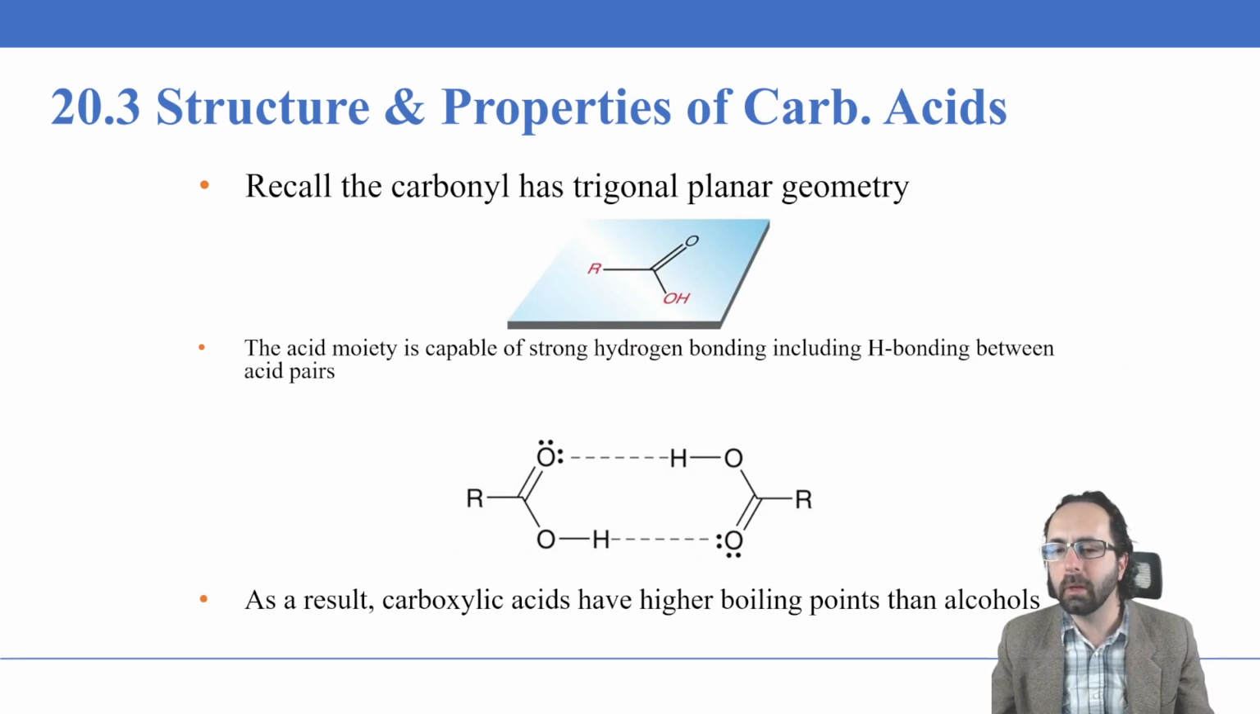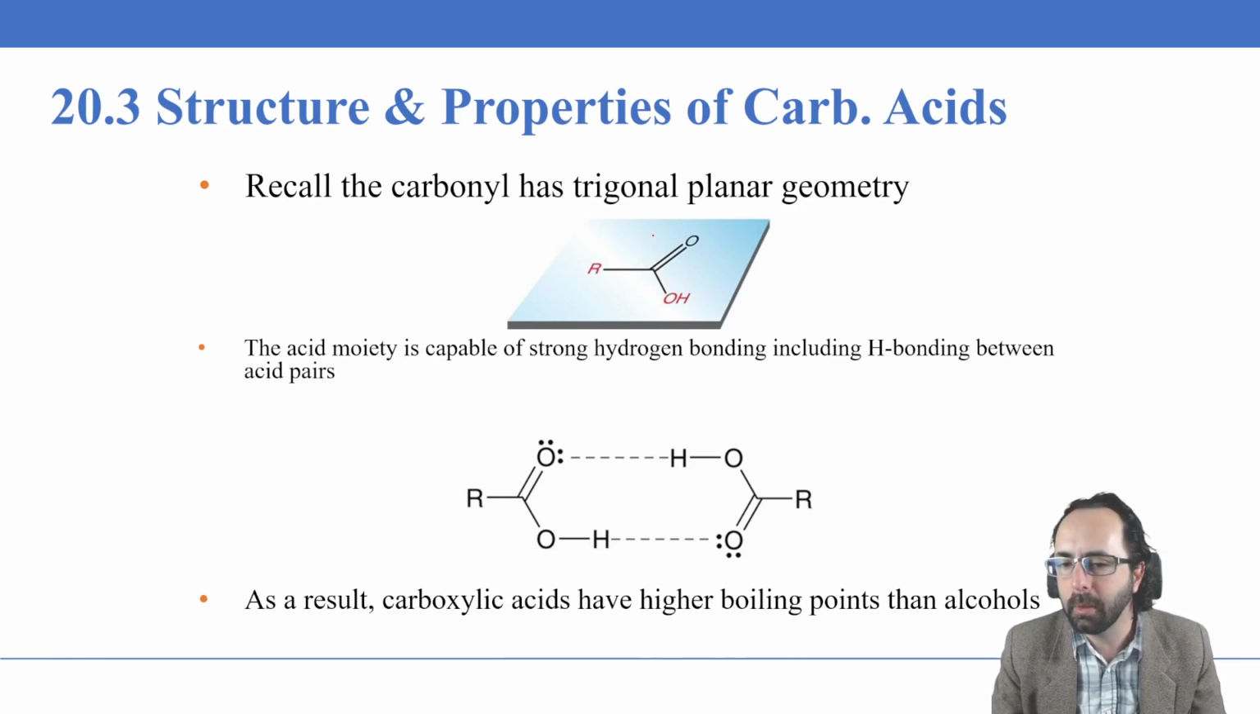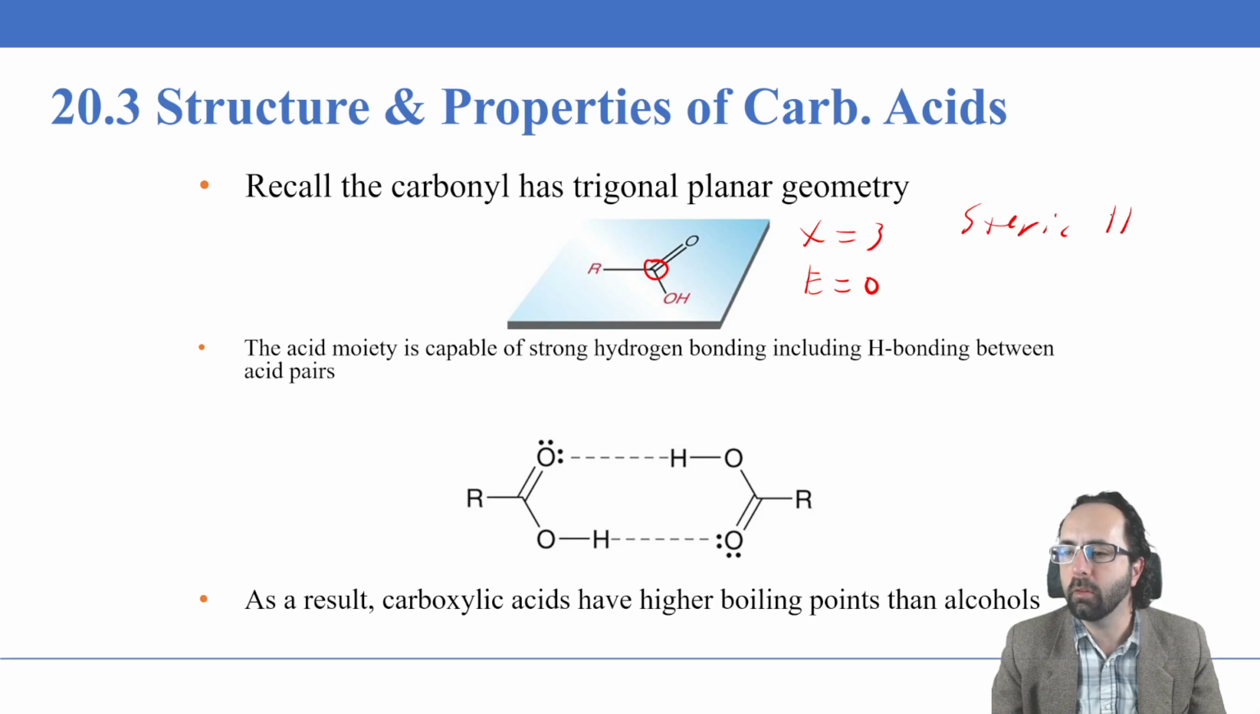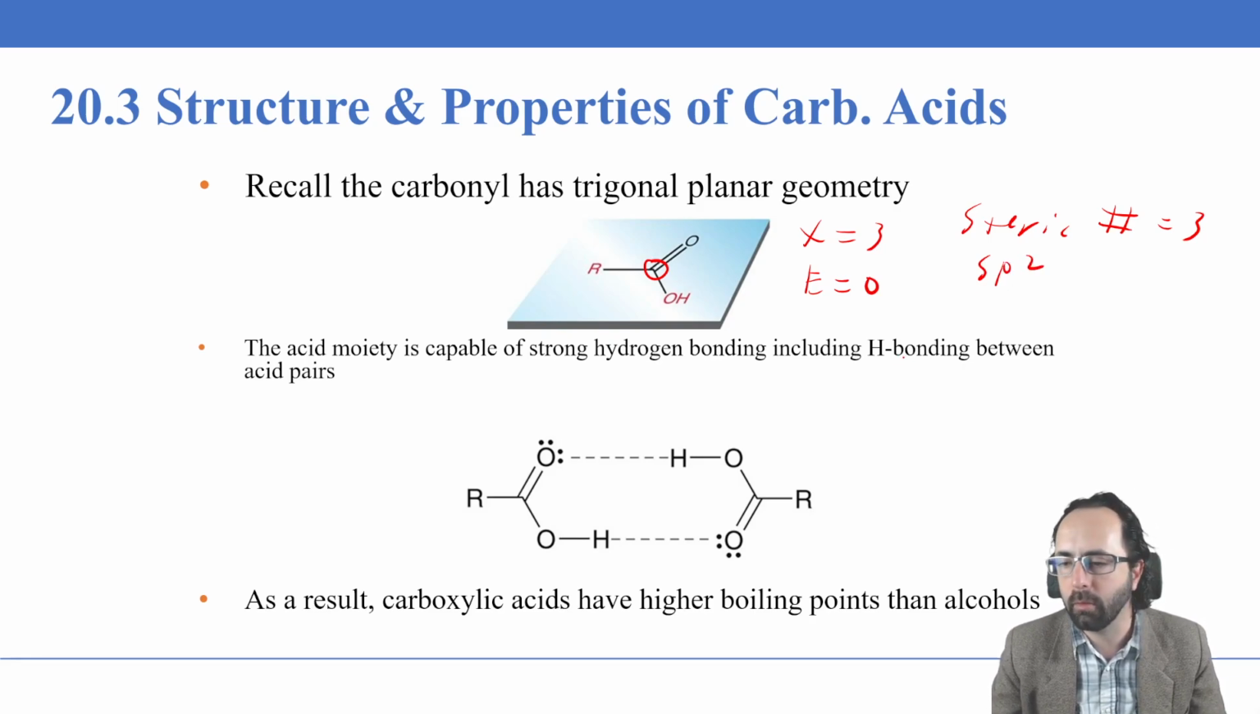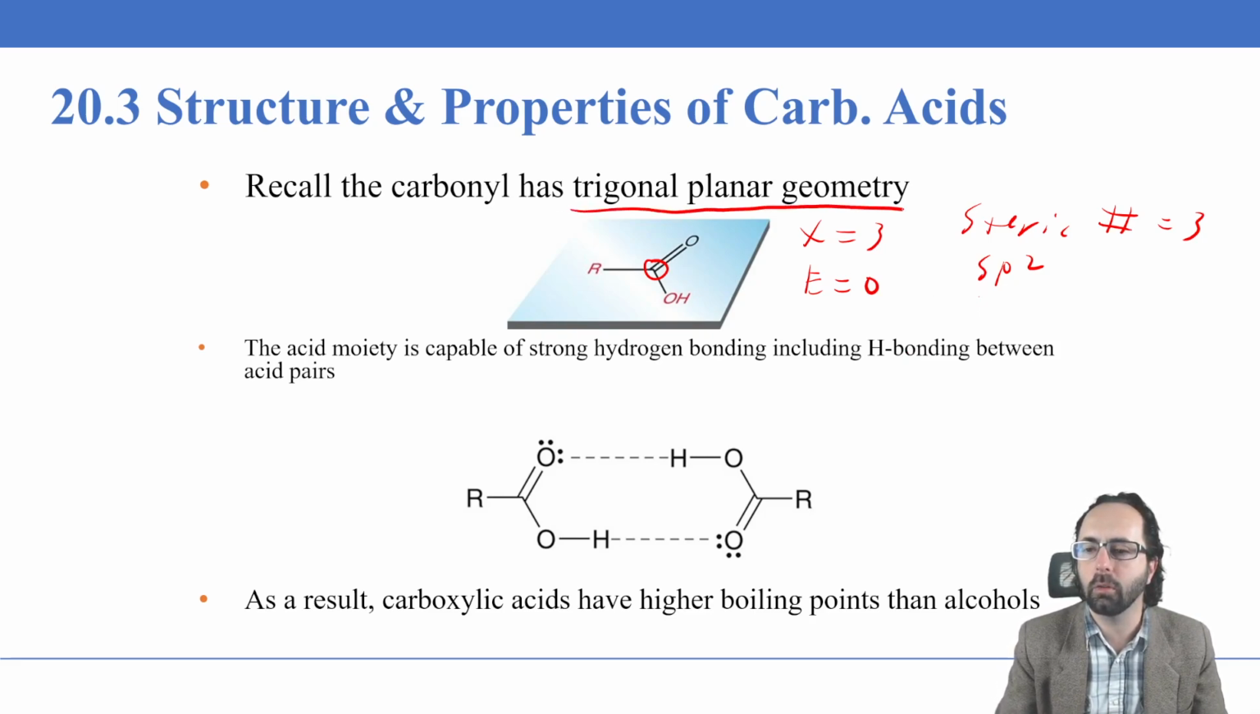Now, when we look at the carbon here, this carbon is going to be sp2 hybridized, the carbon in the carboxylic acid. It has 3 bonded atoms, x equals 3, no lone pairs, e equals 0. So its steric number, assuming there's no resonance going on, is going to be 3. And so it's going to be sp2 hybridized with 1 unhybridized p orbital involved in this pi bonding. And it's going to be trigonal planar. So it's got trigonal planar geometry.